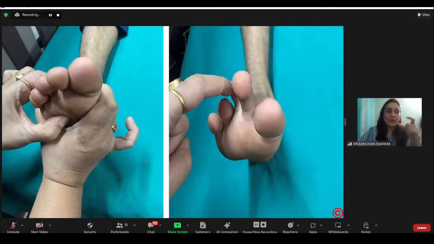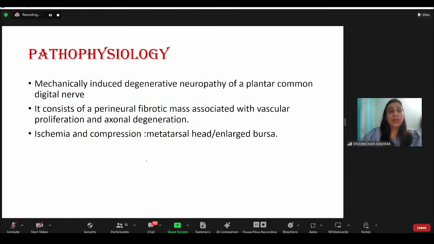Then what you do, you just try to hold the interspace with one finger, index finger over the dorsum, one over the plantar, and try to squeeze. Okay, that is Mulder sign. And you will be able to see some clicking sound there, right? As if the nerve is just poking out, that is what it is. And you can go for a stretching of this interdigital nerve as well, by simply doing a passive dorsiflexion of the toe.